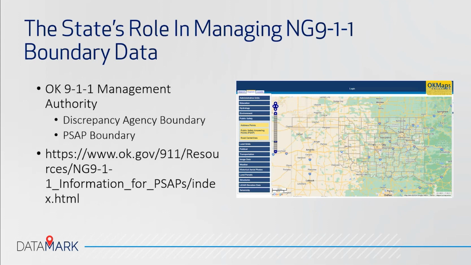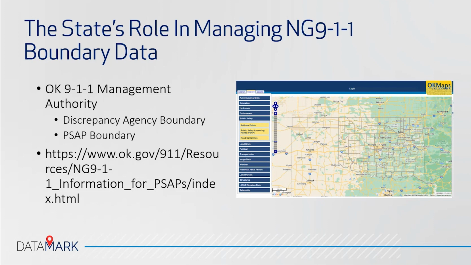All right, so the state of Oklahoma has a very special role in managing the NG 911 boundary data. The Oklahoma 911 Management Authority actually manages two boundaries for you. The first is the PSAP boundary, and the second is the discrepancy agency boundary. Those are managed at the state level.